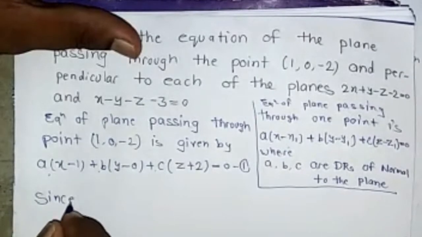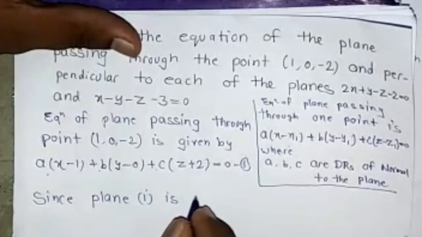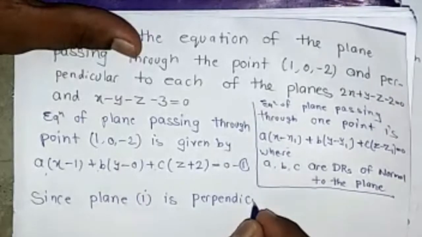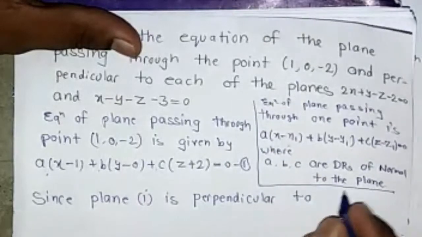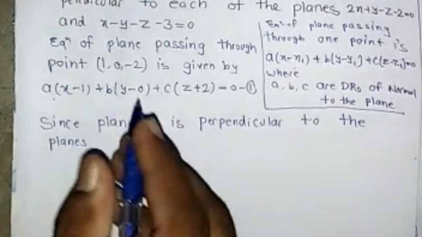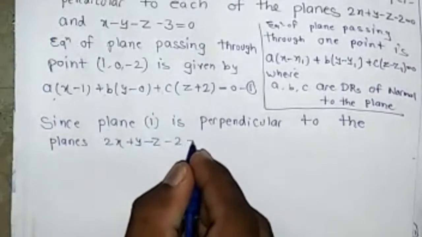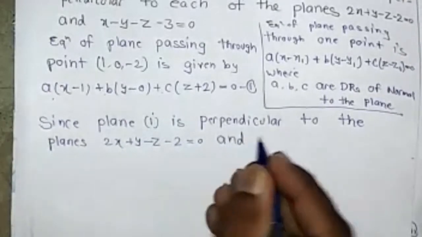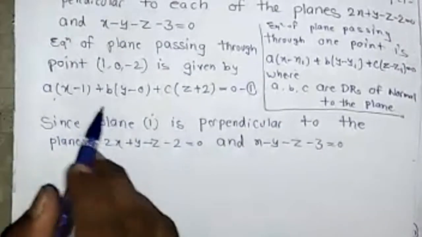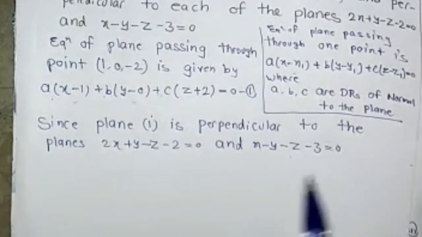Since plane 1 is perpendicular to the planes 2x + y - z - 2 = 0 and x - y - z - 4 = 0, the required plane is perpendicular to each of the planes.